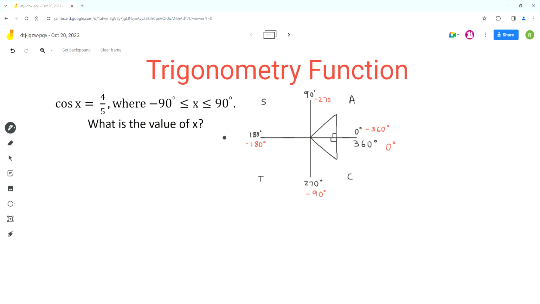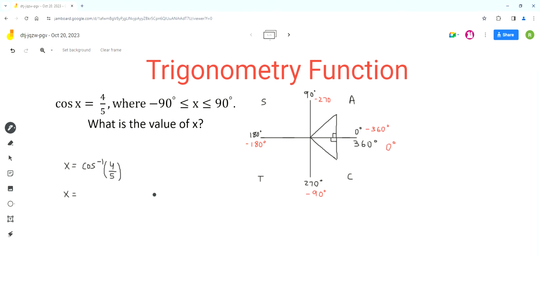We can find the solution in the first quadrant by taking the inverse of cos. So the first step is x equals inverse cos of 4 over 5. We can use our calculator to evaluate this expression, because 4 over 5 does not correspond to a special angle, so we cannot use a special triangle or the unit circle to find the x value. So we'll have to use our calculator.